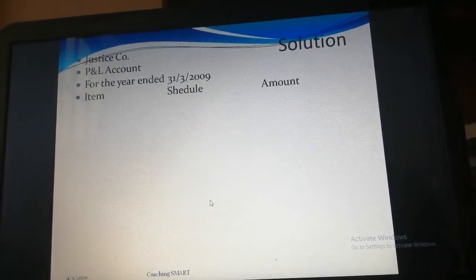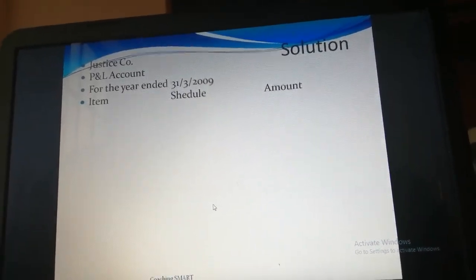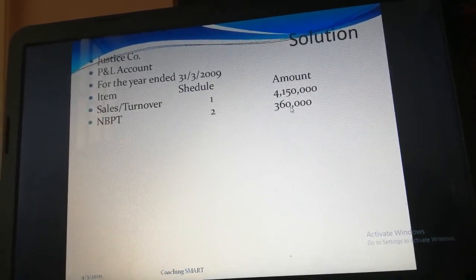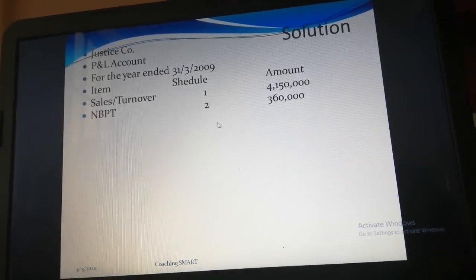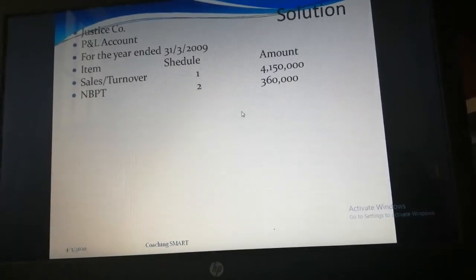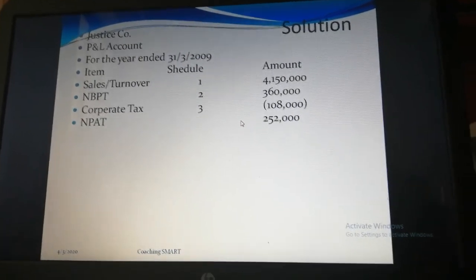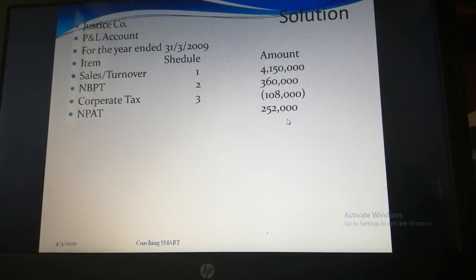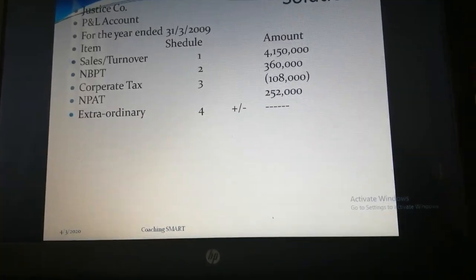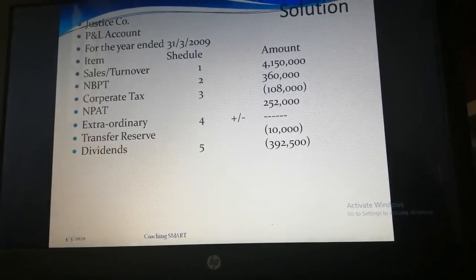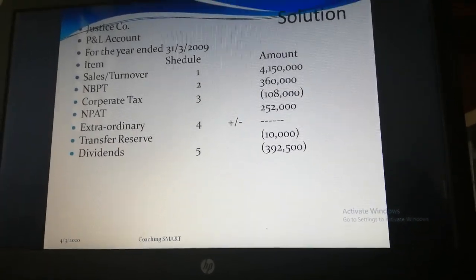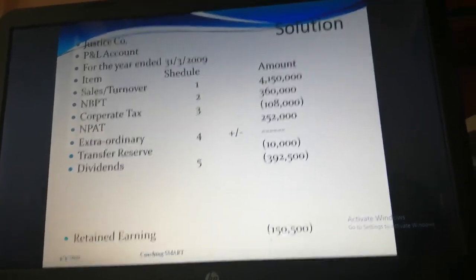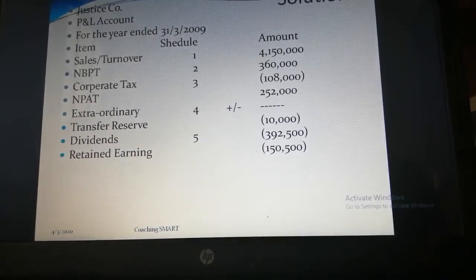Now we start with the first schedule. Justice Company profit and loss account for the year ended. Number 1 is sales, 4,150,000. Net profit before tax is 360,000. Corporate tax, you less 108. You get net profit after tax 252,000. Extraordinary items, there is none. Transfer to reserves, we have 10,000 as per the question. Dividends, schedule 5, 392. Retained earnings 150, which is a loss.